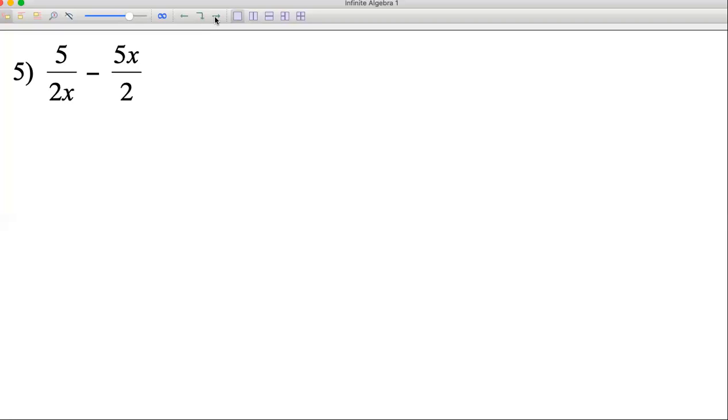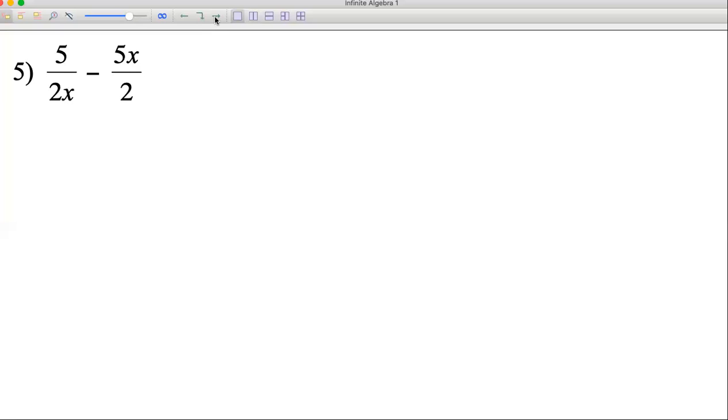The second one, though, starts off at 5x over 2. What's missing? An x. That's what you're going to multiply top and bottom by. What's 5x times x? 5x squared. So that turns into 5x squared. There's my second. Now, you can make a simple mistake by forgetting that you're subtracting. So minus 5x squared over 2x.